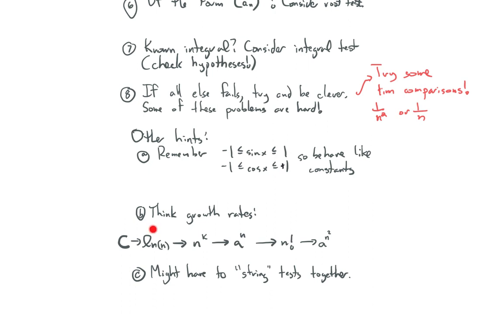The second hint I want to give you is think growth rates. Constants don't grow. Logarithmic functions grow faster than constants. Polynomials grow faster than logarithmic functions. Exponentials grow faster than polynomials. Factorials grow faster than exponentials. And exponentials where the power is squared grow faster than factorials. So that might help to determine whether something is going to converge or diverge.